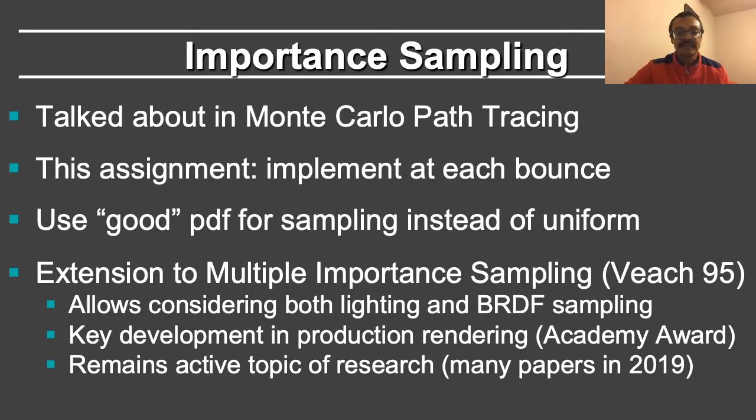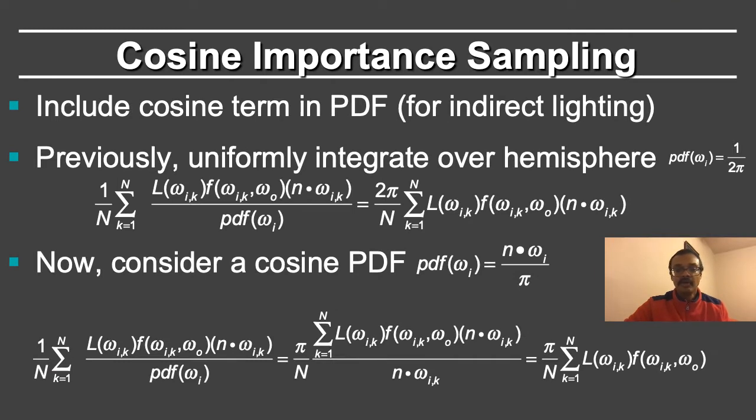In fact, there were several papers just the past year in 2019 at SIGGRAPH and SIGGRAPH Asia discussing new methods for importance sampling and multiple importance sampling. First, we'll talk about cosine importance sampling. We want to include the cosine term in the probability distribution function for the indirect lighting computation.